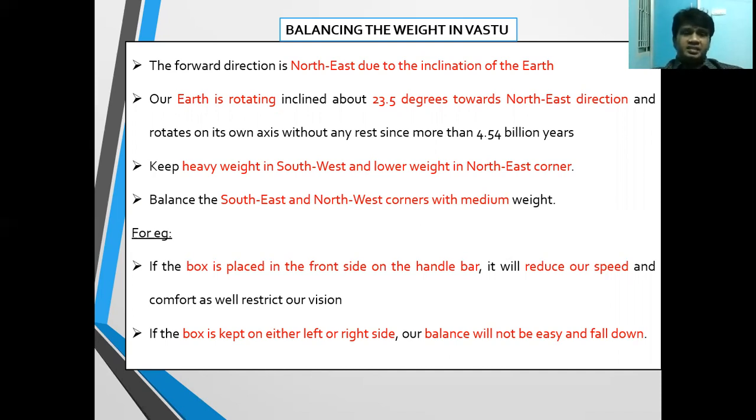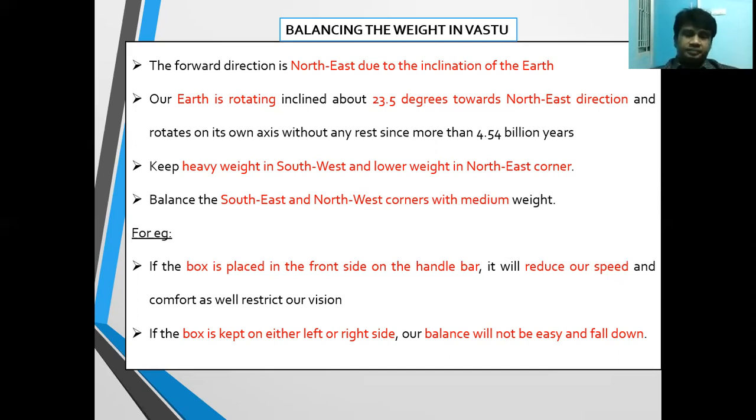So what is the main reason we place the heavy weight in the southwest and lower weight in the northeast corner? For example, if a box is placed on the front side of the handlebar, what happens? It will automatically reduce our speed and we will feel discomfort while riding. If you keep the box on either the left or right side, our balance will not be easy and we can easily fall down. For these reasons, we prefer the heavy weight to be placed in the southwest and the lower weight in the northeast to balance the weight.